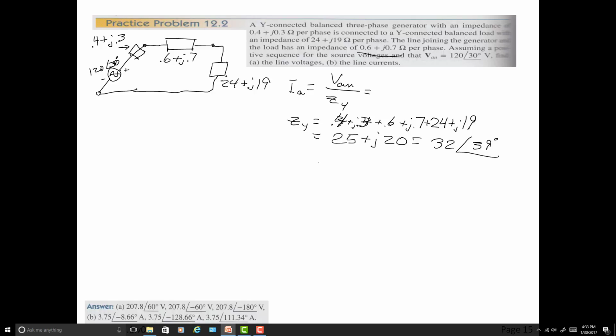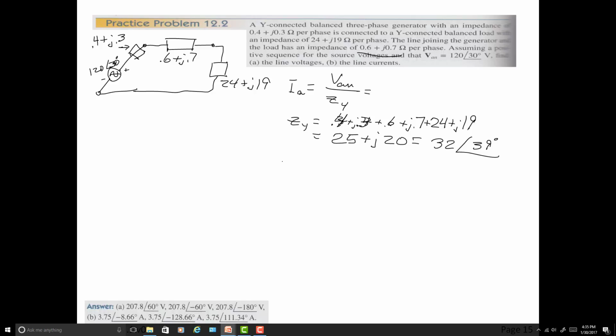Okay, so ZY is, I'm guessing, about 32. I'll call it 39 degrees. Probably going to end up about 40. So what does this mean?